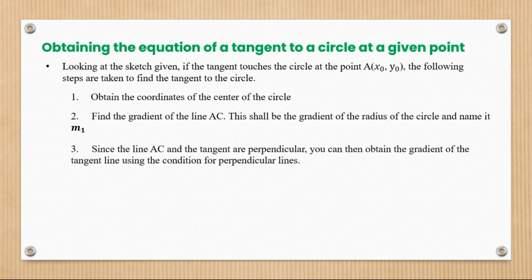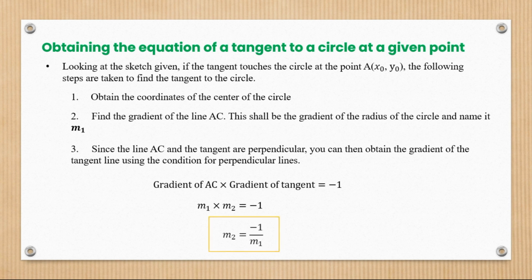Then since the line AC and the tangent are perpendicular, we can obtain the gradient of the tangent line using the condition for perpendicular lines. That means the gradient of AC times the gradient of the tangent shall be equal to -1. So we'll have M1 times M2 being equal to -1. From this formula, we can see that the gradient of the tangent, M2, shall be equal to -1 over M1.